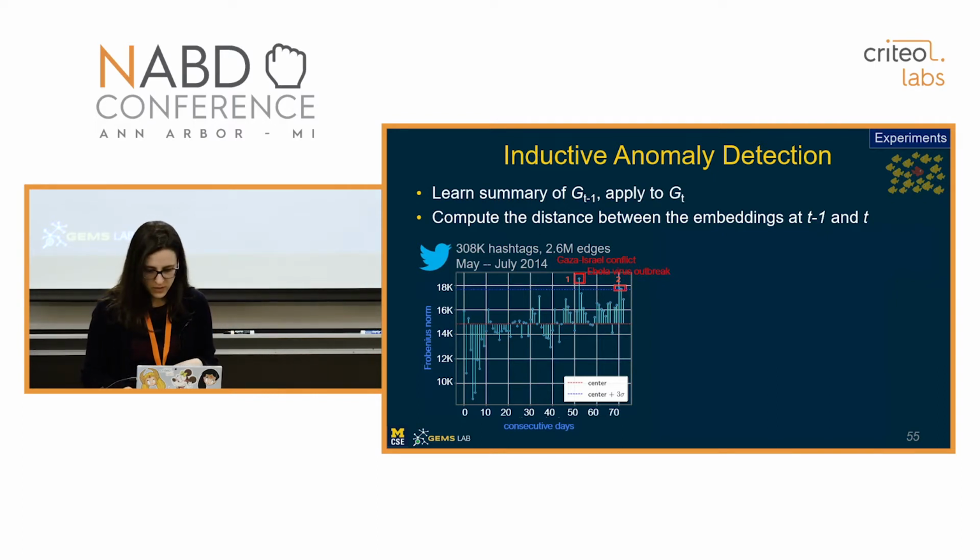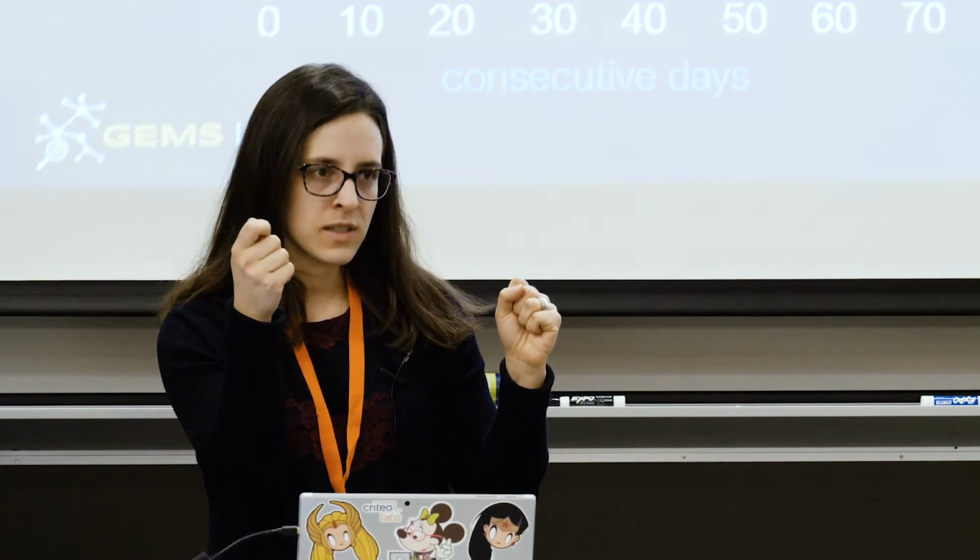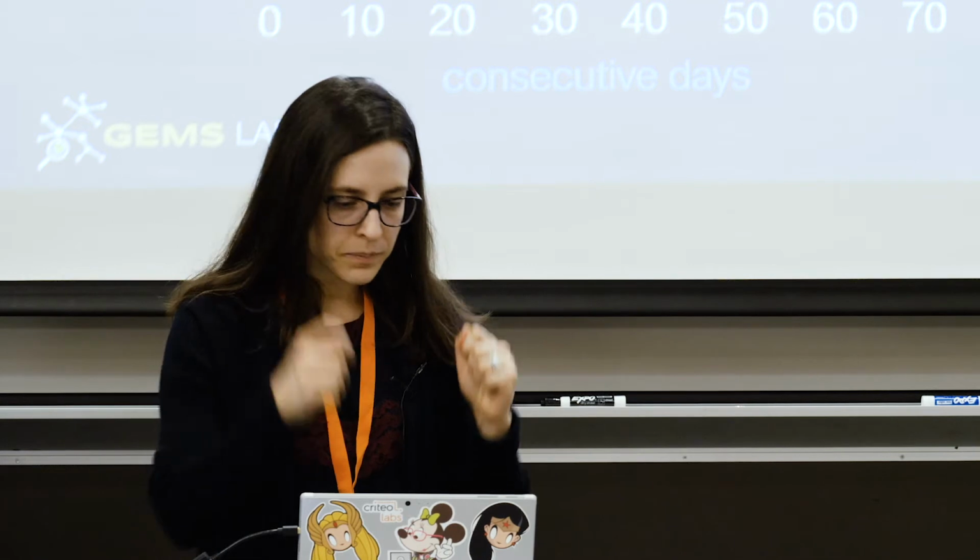So we applied this to different types of networks, including a Twitter data set. There, what we had is hashtags as nodes, and if they co-occurred in some tweet, they were connected with each other.